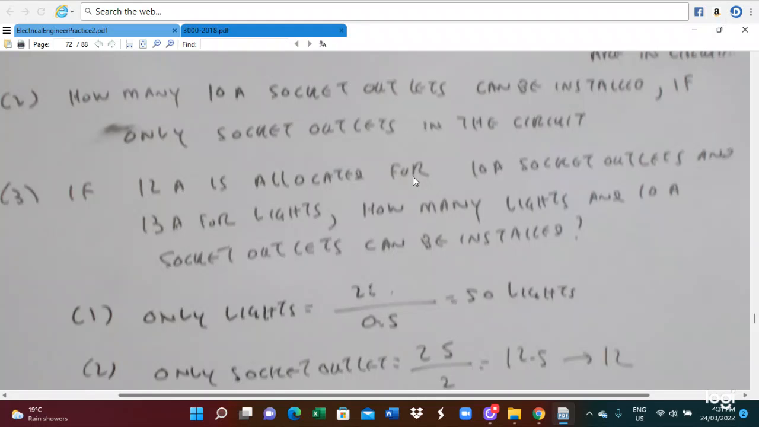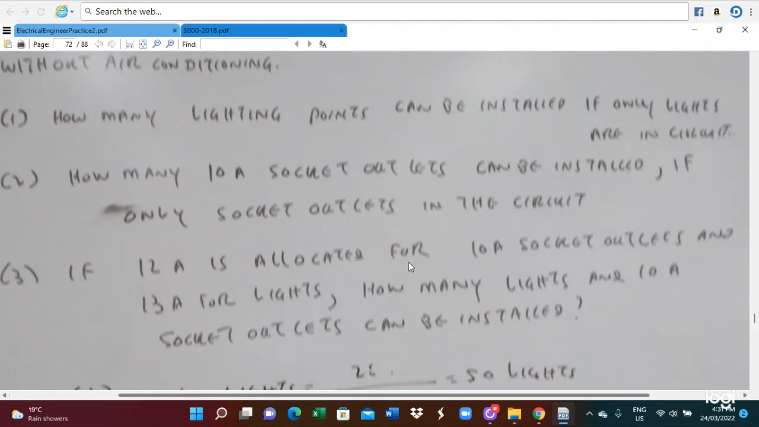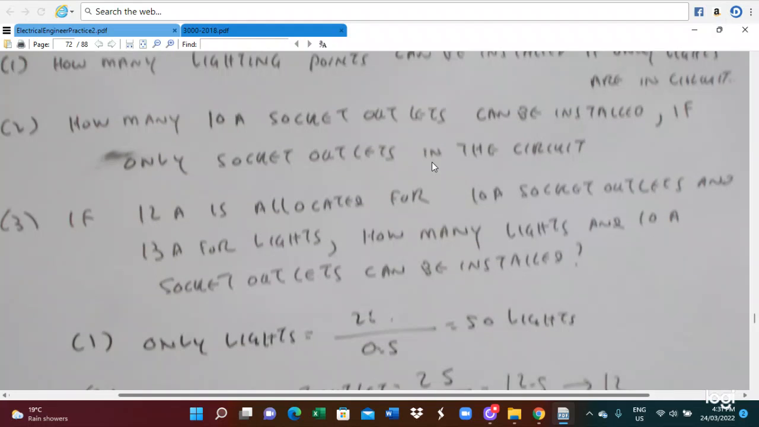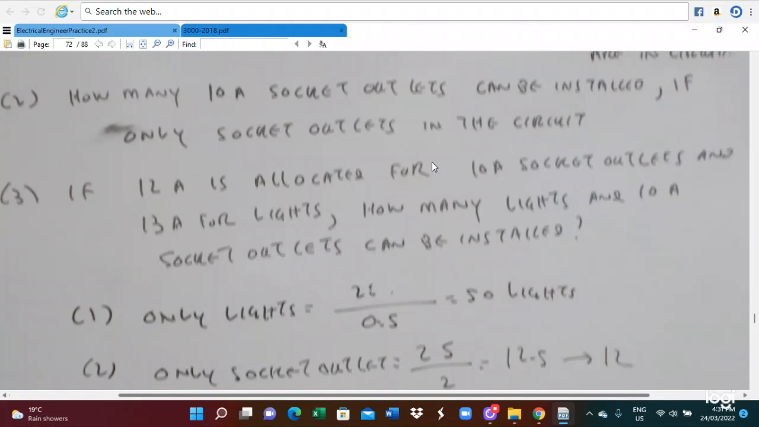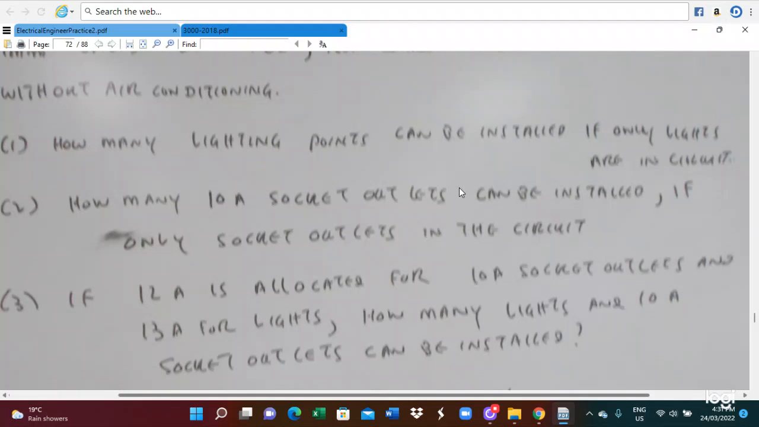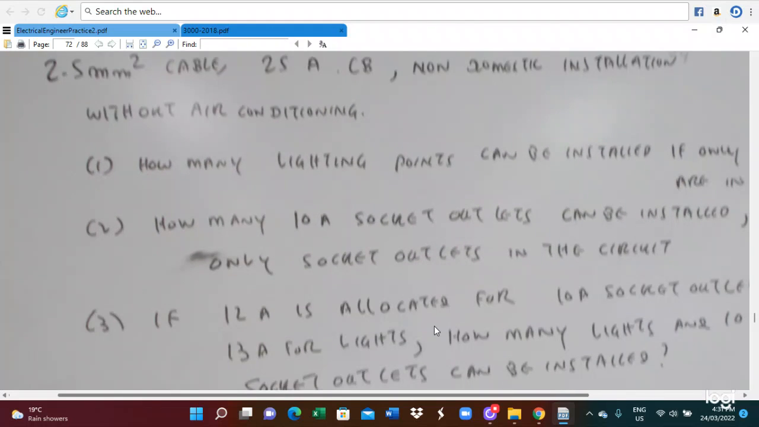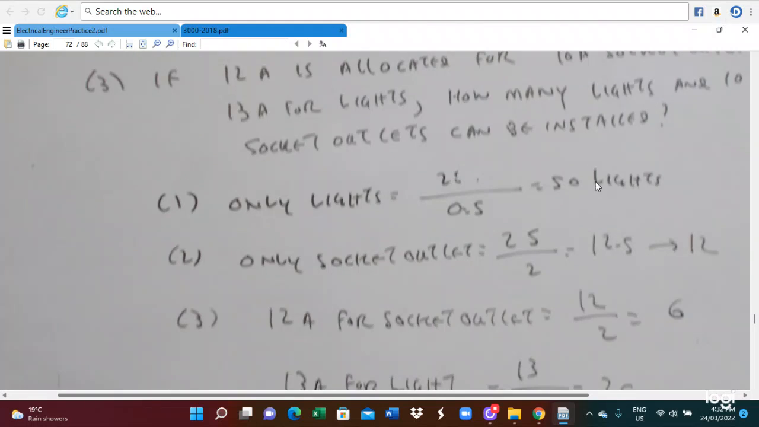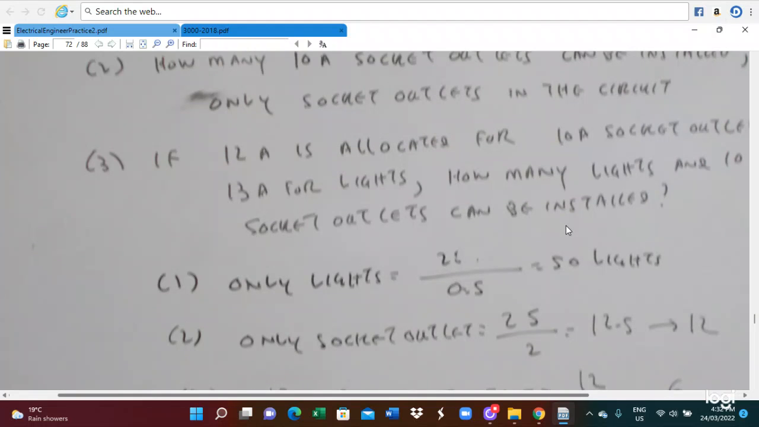If you install only lighting points, we refer to the table C9. Every light point takes 0.5 ampere, and there will be a 25 ampere circuit breaker. 25 divided by 0.5, you got 50 lights. You can install 50 lights. But if only socket outlets are installed.